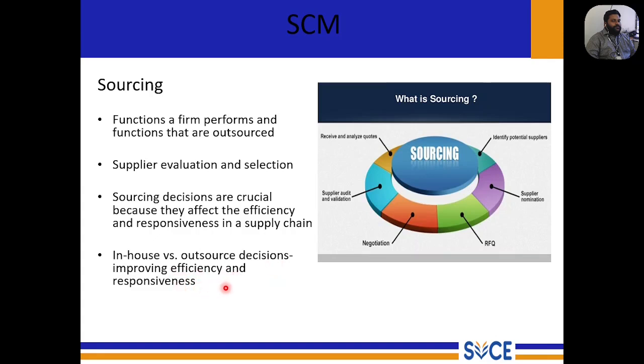So sourcing is one of the key factors, because you have to receive and analyze different sets of quotes. Then following that, you need to audit and validate the products. You have to identify the potential suppliers initially, follow the supplier nominations, and go with an RFQ from them. Then you have to do a negotiation, followed by the validation and receiving and analyzing the quotes from them. Third party analyzing will also consume a little more time, but it is very effective.